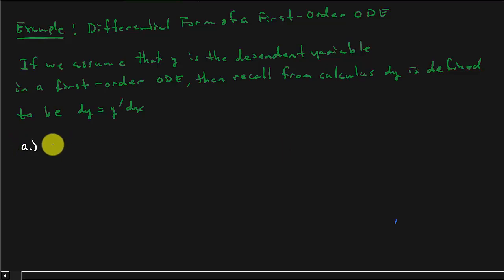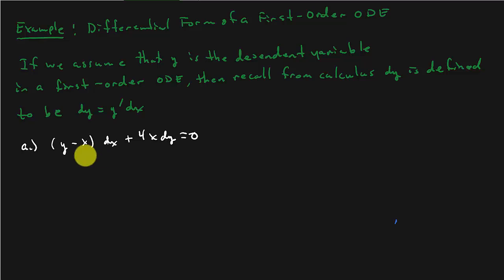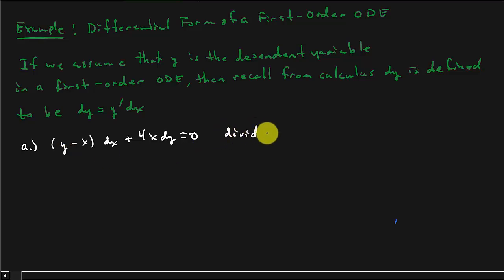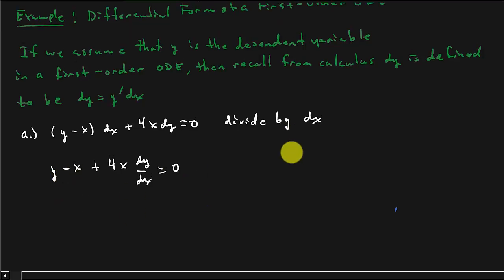All right, so if we look at a differential equation, say (y - x) dx + 4x dy = 0. There are different ways that we can write these differential equations. For example, we could divide everything by dx, and if we do that, we would get y - x + 4x dy/dx = 0. Then if we move the x to the other side, we would have 4x dy/dx + y = x. This is just another way to rewrite this differential equation.